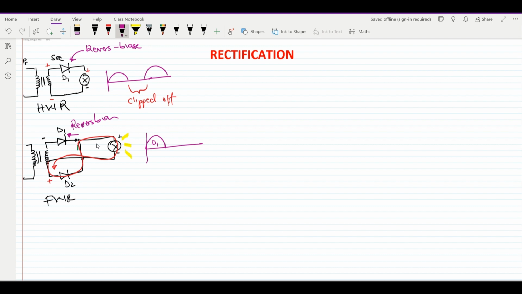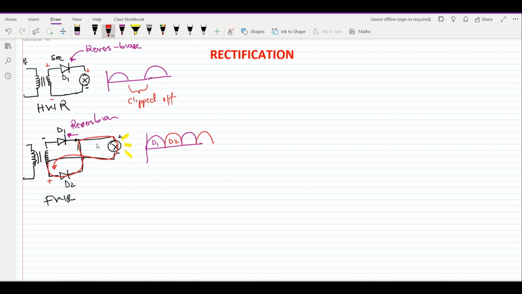Now, what is the output that we'll have here? Instead of having a total clip off, we will have another signal appearing there for D2. So this will continue on and on. Still, what we are going to have is a light switching on and off, on and off. But the difference here is the time delay. We won't be having it off for a long period of time. But still we've not achieved what we needed to do. However, we have started to achieve rectification.